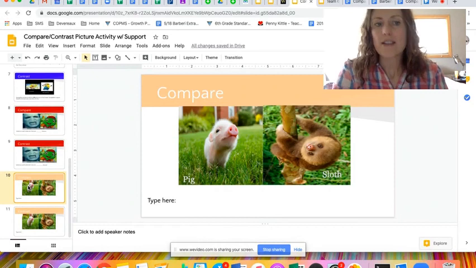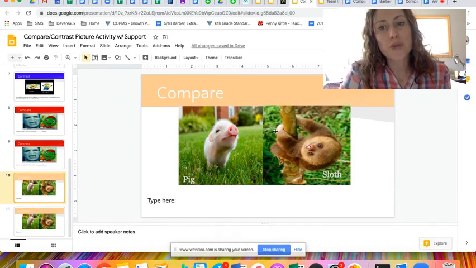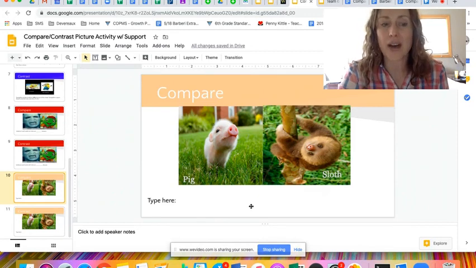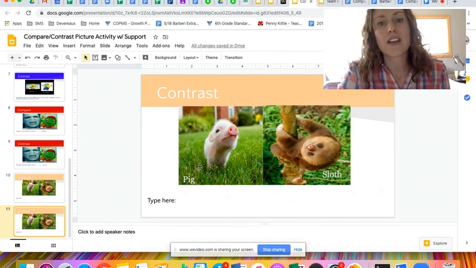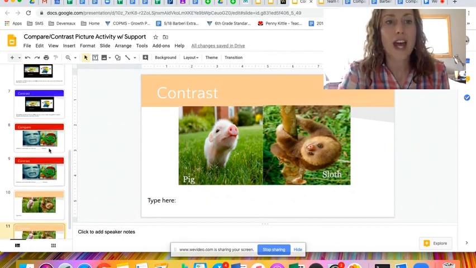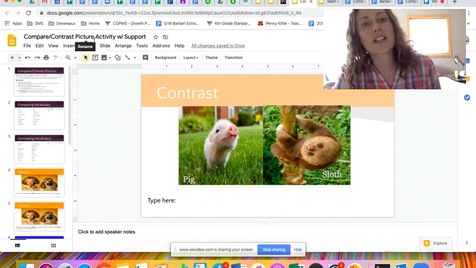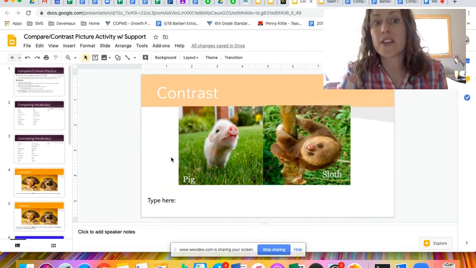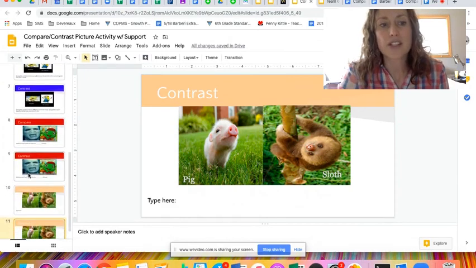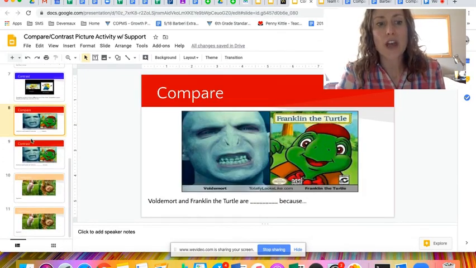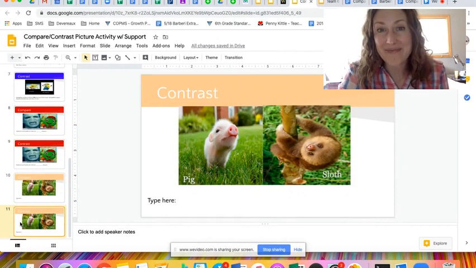On slide number 10, you're comparing this precious pig and the little baby sloth, and this is blank. So now you're really going to write the whole sentence yourself and contrasting the pig and the sloth. How are they different? Writing the whole sentence yourself. So that is your compare contrast picture activity with support assignment, this slideshow. Your job is to complete slides 8 through 11. All right? Let me know if you have any questions.